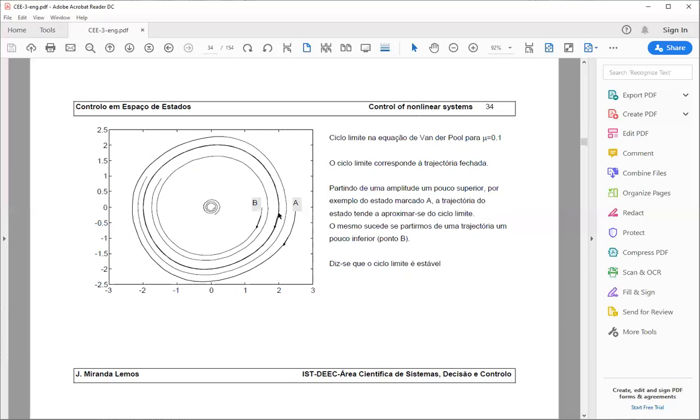Now, if you start a little bit away from the limit cycle, at position A, you spiral closer and closer, approximating the limit cycle. And this is also what happens when you start inside the limit cycle. So you spiral closer and closer to the limit cycle. So this is a stable limit cycle.